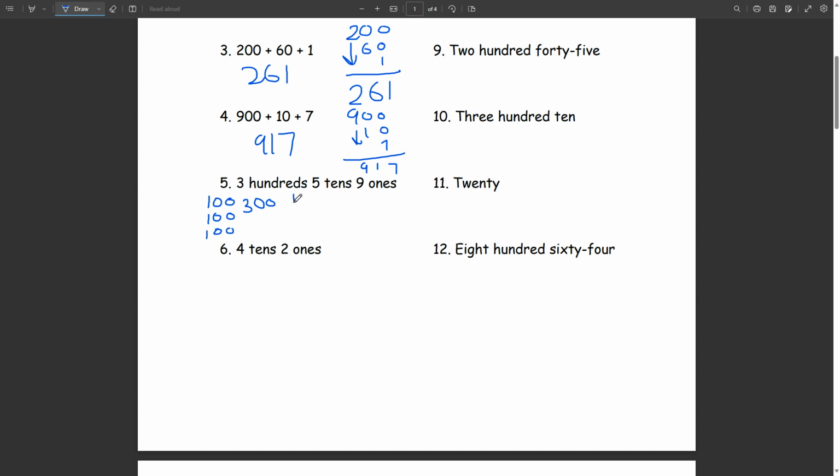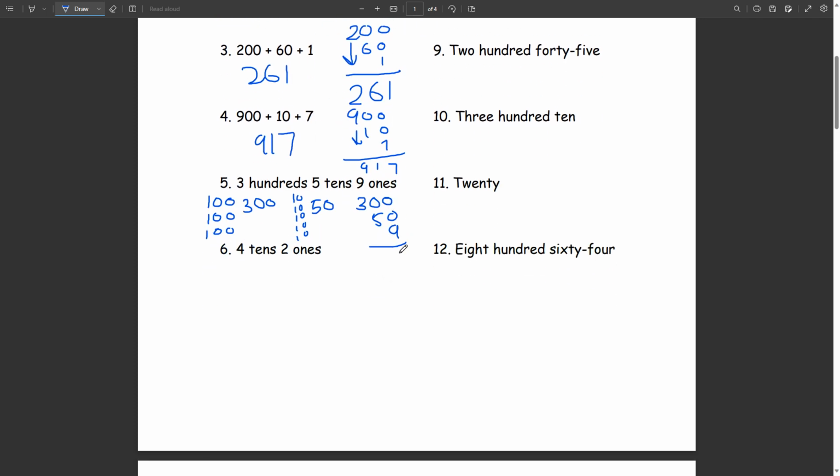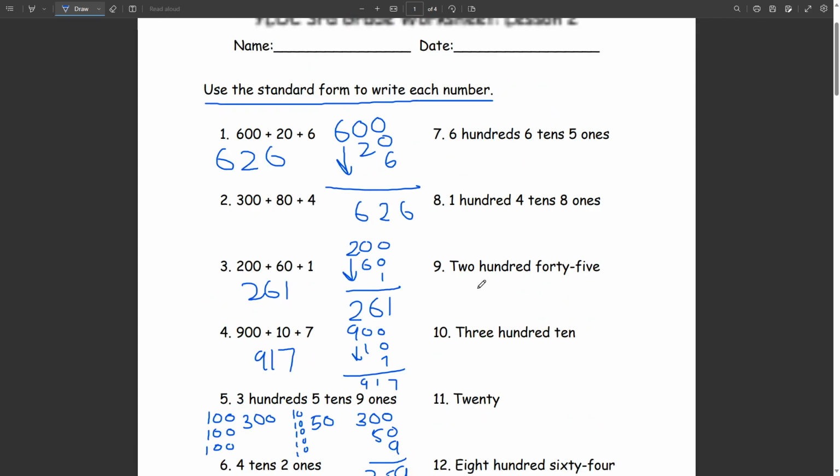And now there's 5 tens, which do 1, 2, 3, 4, 5, and then 1, 2, 3, 4, 5, there's 5 tens, so we can write 5, add the 0, so 50, and then 9 ones is just 9, right? So 300, and then 50, and then the 9 ones is just 9, so it's the same thing as before, so we can just solve it. So 9 plus 0 and 0 is just 9, 5 plus 0 equals 5, and then 3 plus nothing is just 3, so our answer is 359.